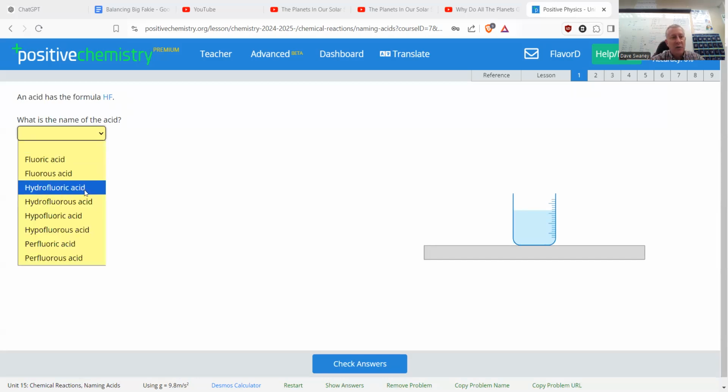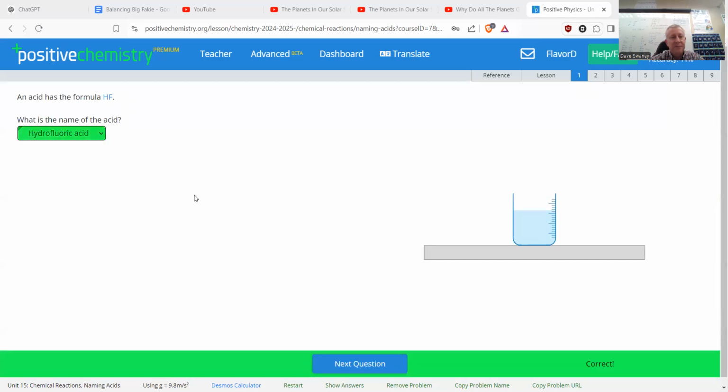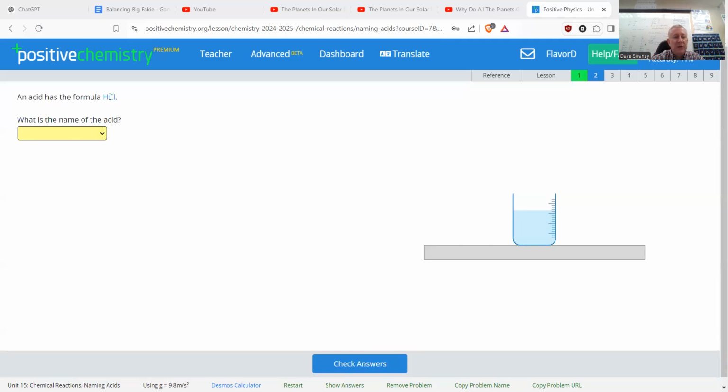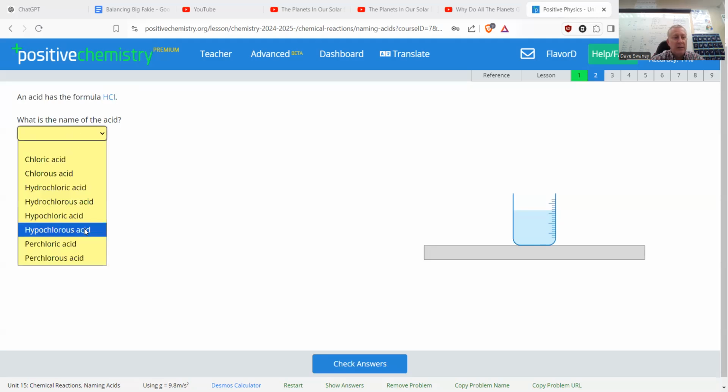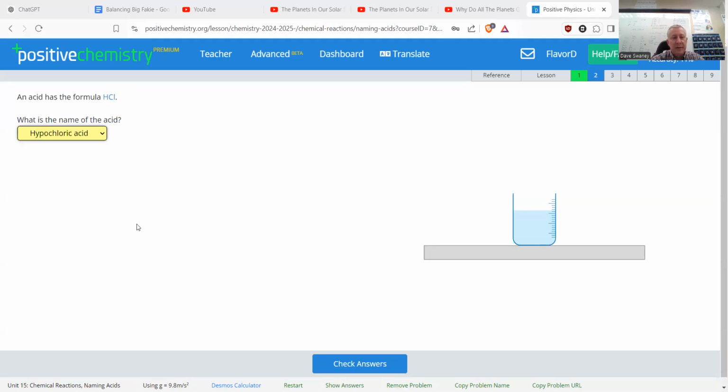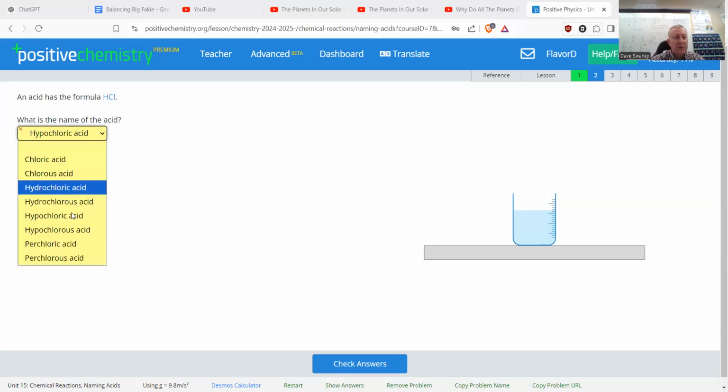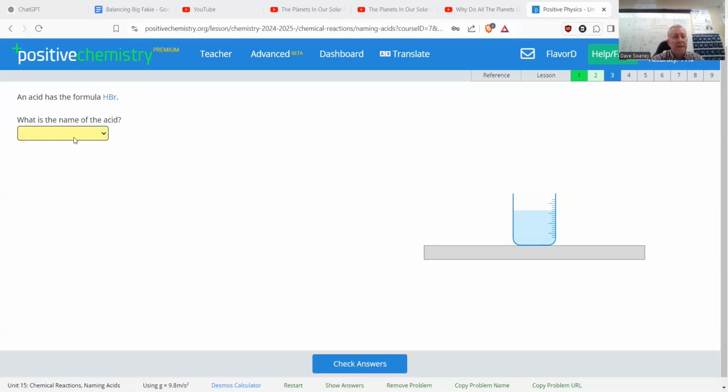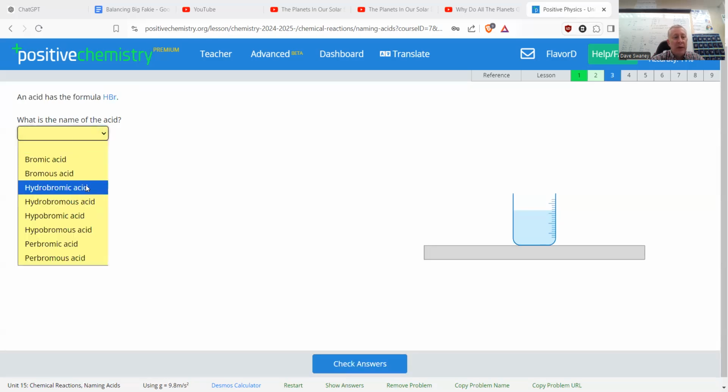So this is hydrofluoric acid. This is then hydrochloric acid. Well, anyway, you see the Cl? Hydrochloric acid. Oh, I got hypo. Whoops. Hydrochloric acid. There we go. So that is hydrobromic acid.